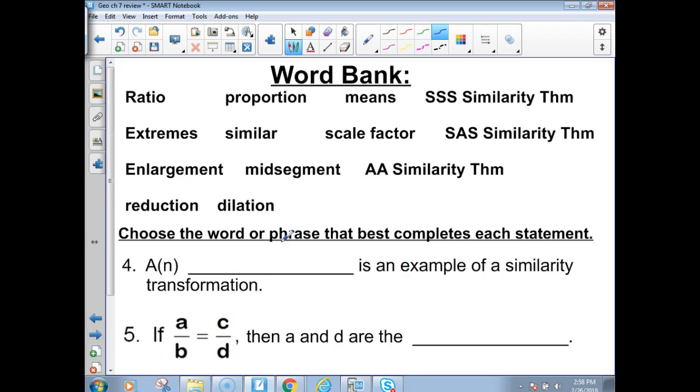Number 4, choose the word again, same thing. A blank is an example of a similarity transformation. You might not have known this. I may have mentioned it, but I didn't really stress it.